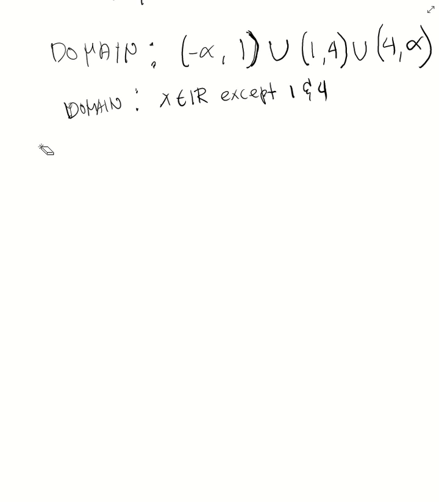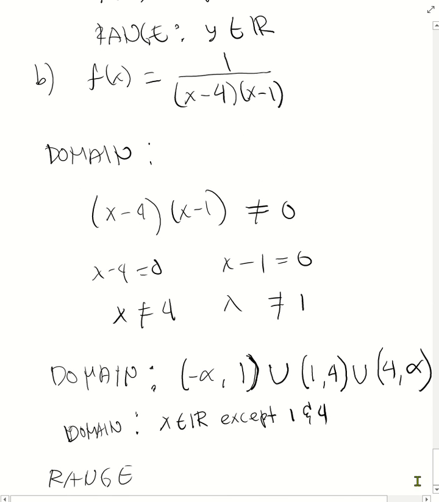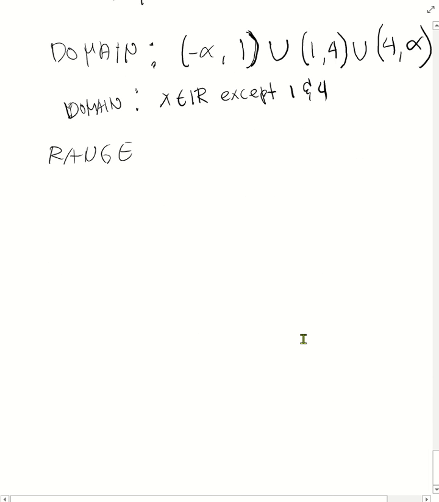again, we can calculate the range algebraically, just like we did before, by completing the square. So to solve for the range, we go back again to the function 1 over x minus 4 times x minus 1. So f of x, we just make that f of y, or we can solve for x. To do that, let's just rename the function to be equal to y.